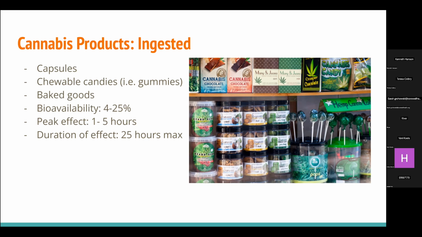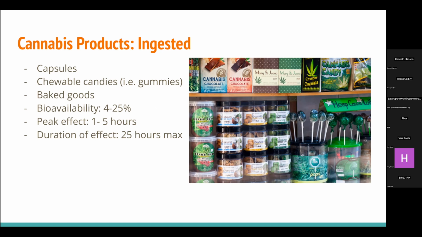The bioavailability variability is thought to be due to some drug degradation in the stomach. There's variable absorption, and it has to go through first pass metabolism. So some advantages for patients that want to use this: it has a really long duration of action, so if you have a chronic persistent type of pain, it could be a good choice. And it doesn't have any of those adverse effects associated with inhalation.